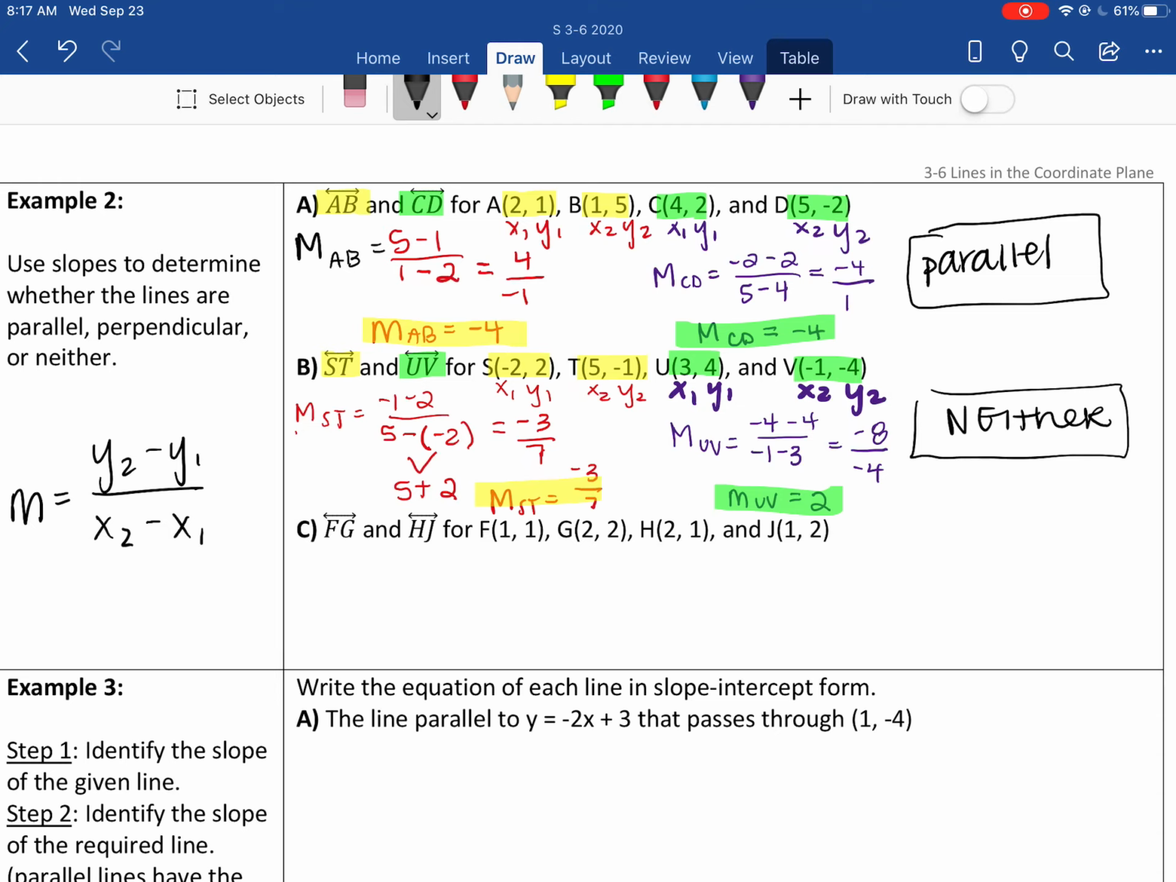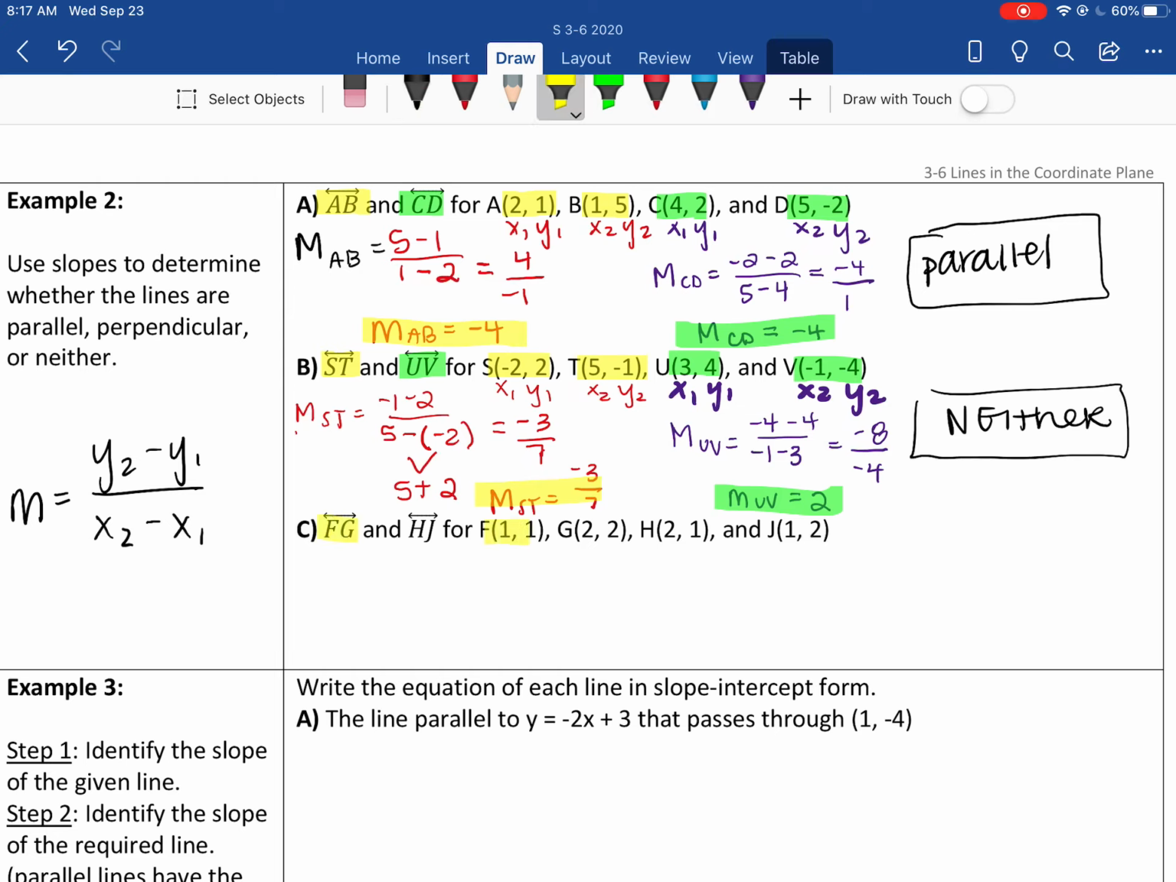So if there is no relationship, if they're not opposite reciprocals, or they are not the same as each other, then you cannot say that they have any relationship. They are just neither.